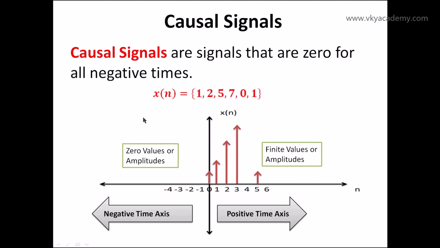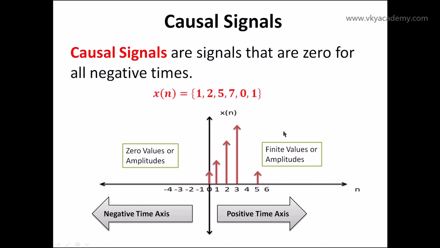Now for better understanding, we have plotted a graph here, and with the help of the graph you can see why it is called a causal signal. We know that causal signals are signals that are 0 for all negative times. Now we have one signal x of n equal to 1, 2, 5, 7, 0, 1. As we do not have any pointer here, I can say the first sample, or the extreme left sample, is the sample at the origin. When I plot this signal on the graph, at 0 it is 1, at 1 it is 2, at 2 it is 5, at 3 it is 7, at 4 it is 0, and at 5 it is 1.